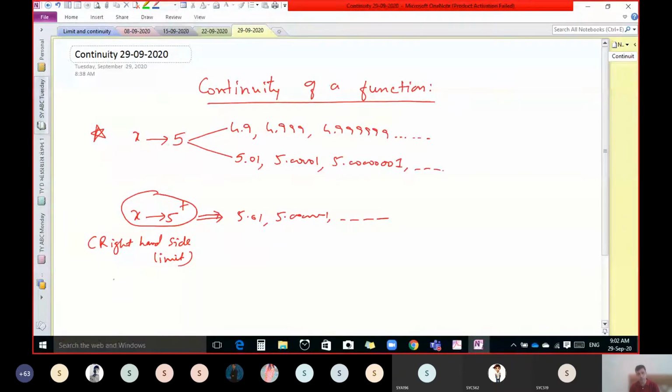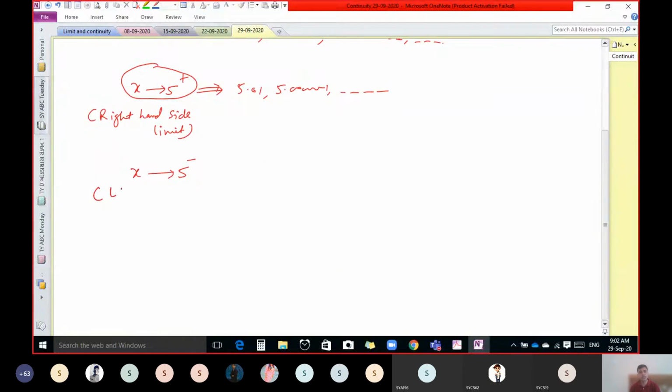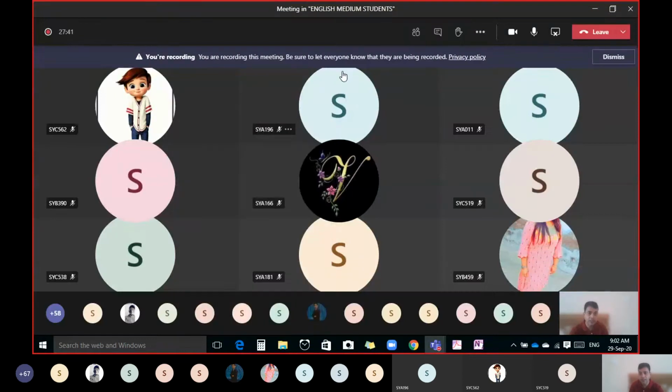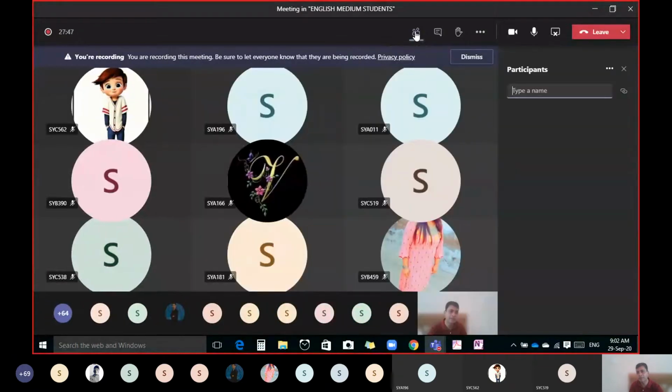And if we write like this, x tends to 5 minus, it is left hand side limit. Meaning of this is the value of x is very nearer to 5, not 5 but less than 5. Okay, any of you have any problem? Anybody?